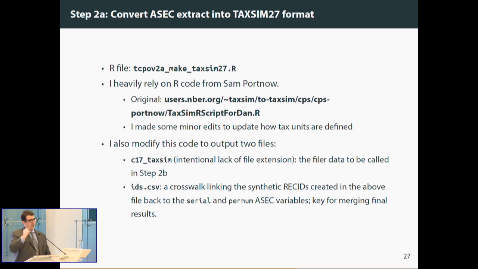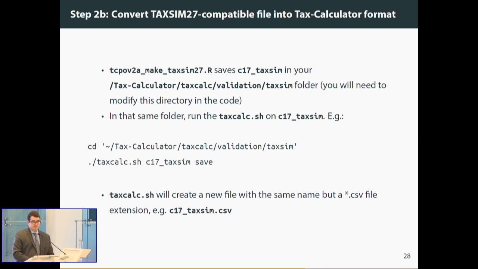That's the actual tax filer data that we're going to use in step 2B. And then the second is what I call IDs.csv. That's like a crosswalk. So that's going to link the tax calculator rec ID with 2 ASEC variables, serial and person number. In a given year, any record in the CPS ASEC is uniquely identified by the combination of serial and person number. So as long as you have just 1 year, you can use those two variables to uniquely identify every record in the CPS ASEC. We're going to need that at the very end of the process to merge everything back into the CPS. All right.